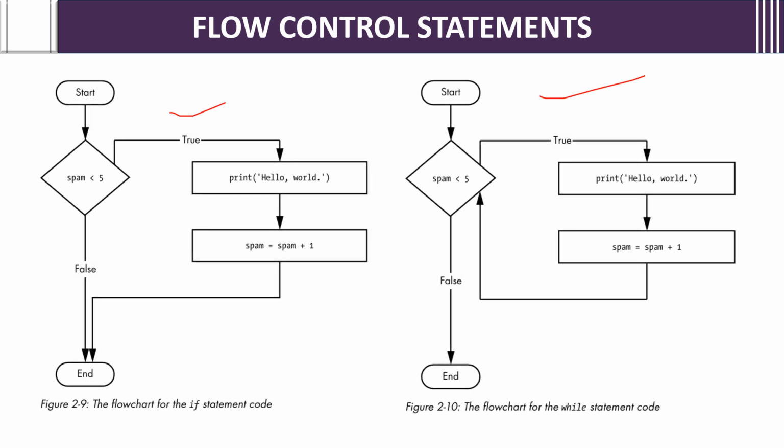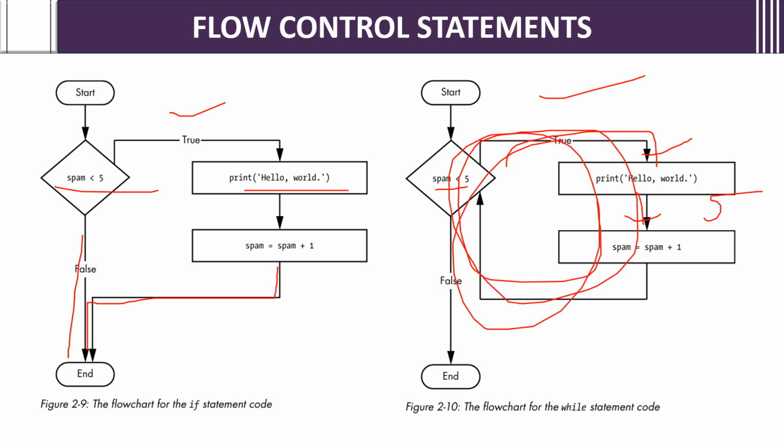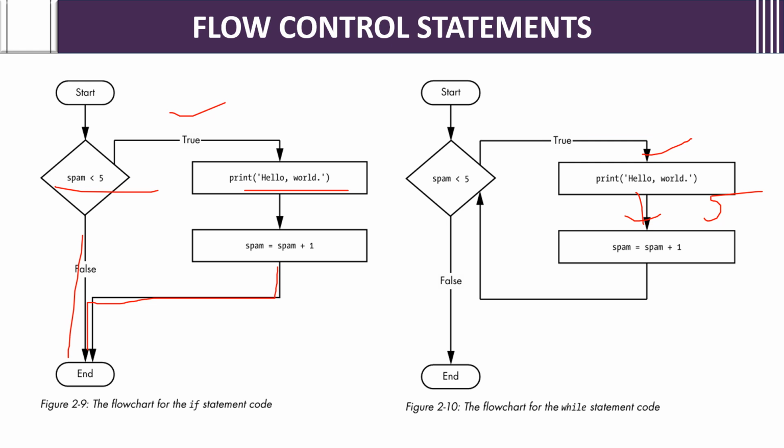See, these are the two flowcharts which we have seen for the if statement and the while statement previously. If spam is less than 5 and it is true, it will print hello world only once. If it is false, it will directly go to end. But in the while loop, if spam is less than 5 and it is true, it will print hello world, spam equals spam plus 1. It will print 5 times, looping like this, until spam reaches 5. When it is 4, it is still less than 5, so it prints. So this is a while loop, meaning this block of code is executing over and over again, so it is called a while loop.